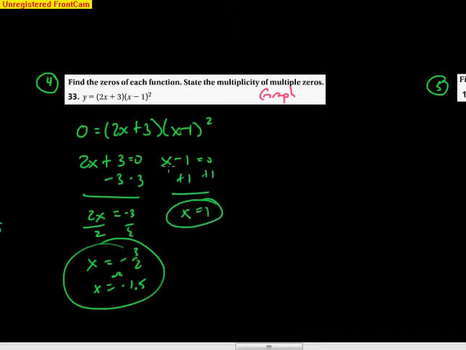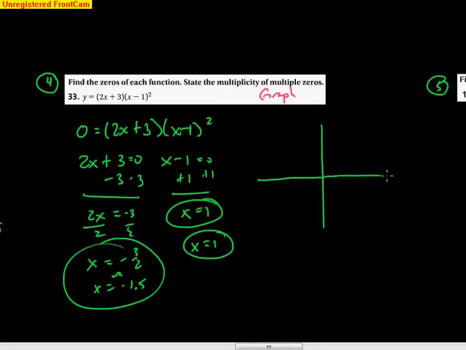There's 2. But notice that this x minus 1 is squared. So there's actually 2 x equals 1s. So if we're talking about multiplicity, 1 occurs twice. And then negative 1.5 occurs once. So I'm going to graph this.